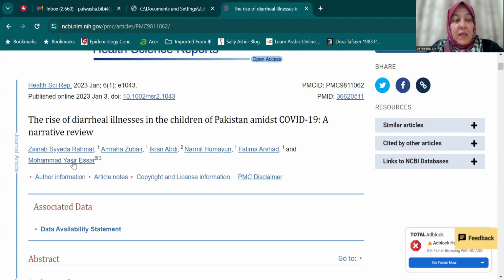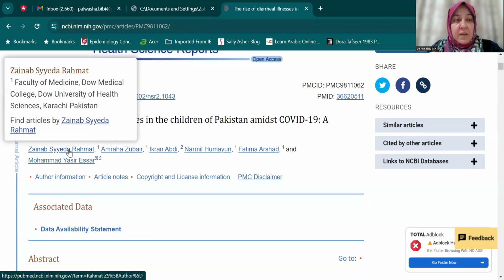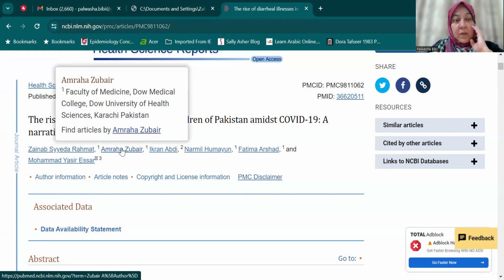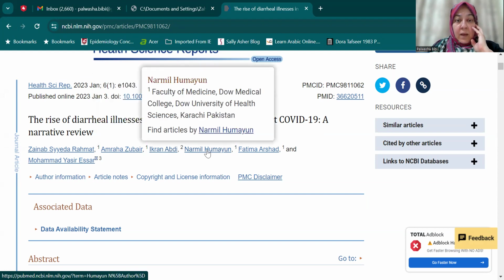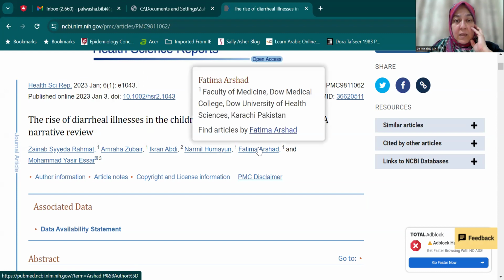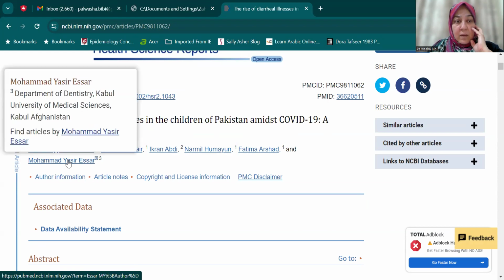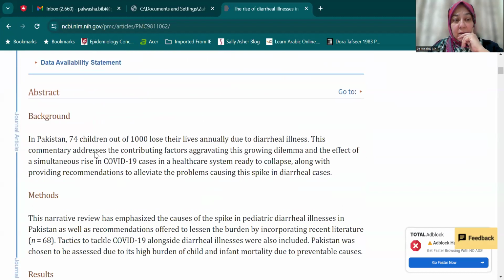Okay, so let's see where the article comes from. Zainab Sayyida Rahmat is from Dow University of Health Sciences. So the study is coming from Karachi. The principal investigator or the first author, the second author is coming from Dow University. The third author is coming from Jinnah Sindh Medical University, which is SMC. Then is Dow, and then is Kabul. So maybe the student was doing an elective there and because it's not a doctor. Anyway, then is the background.